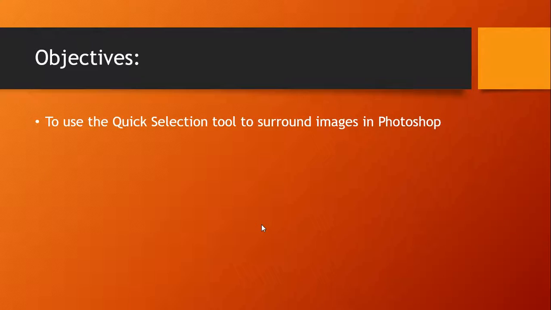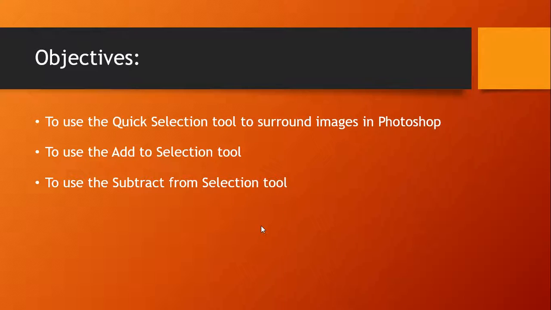Throughout the course of the screencast, I cover the following objectives: to use the quick selection tool to surround images in Photoshop, to use the add to selection tool. This will help us surround parts of the images missed by the quick selection tool. To use the subtract from selection tool. This will help us remove parts of the background that were included by the quick selection tool.